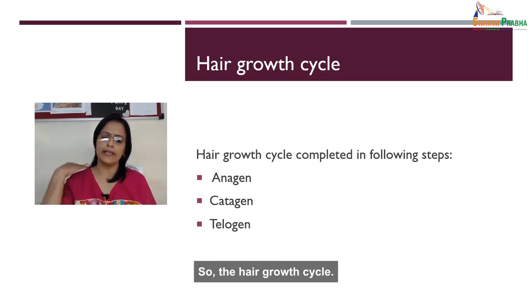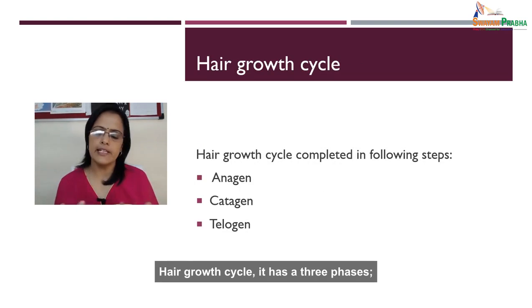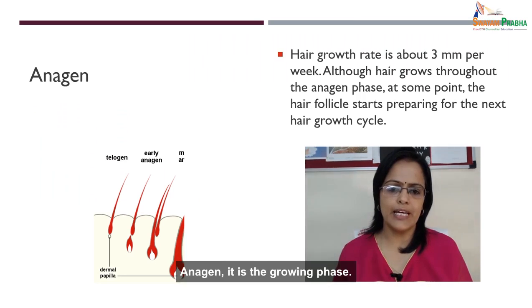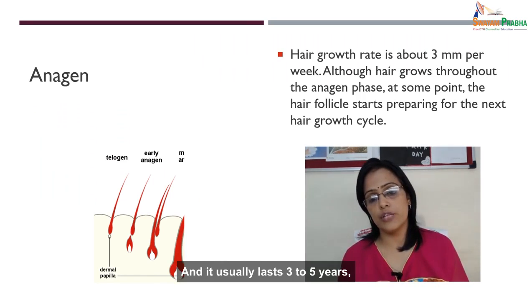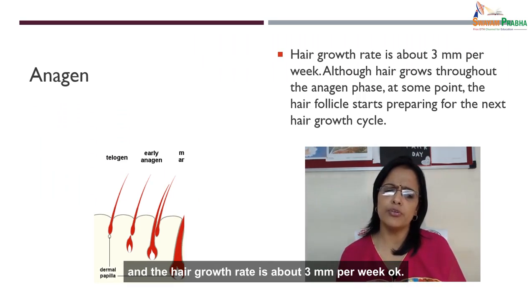So, the hair growth cycle. Here we will discuss the hair growth cycle. It has three major phases: anagen, catagen, and telogen. Anagen is the growing phase. It usually lasts 3 to 5 years, and the hair growth rate is about 3 mm per week.